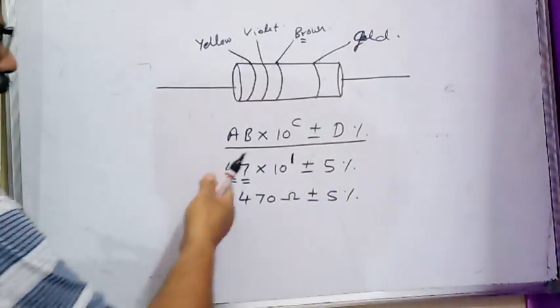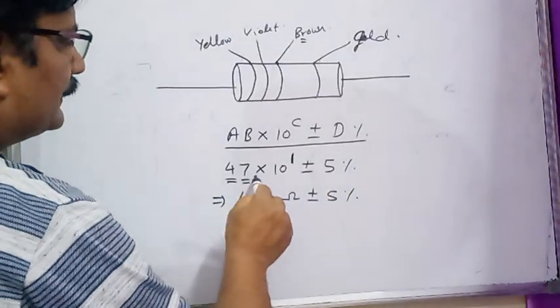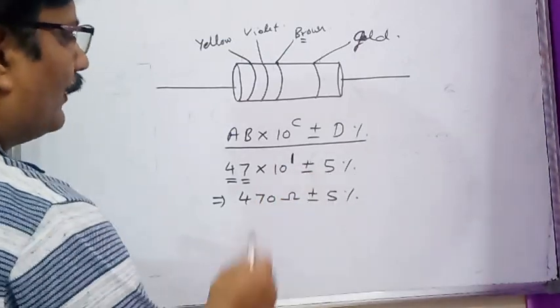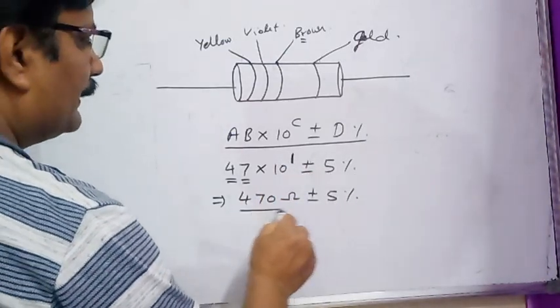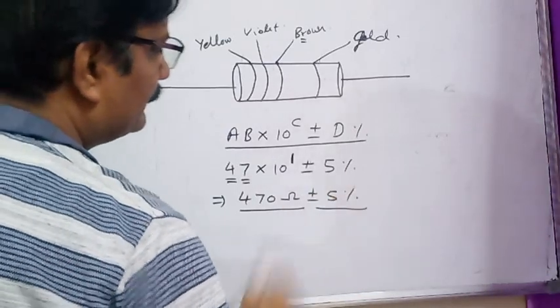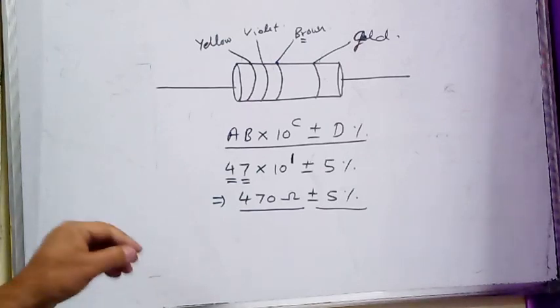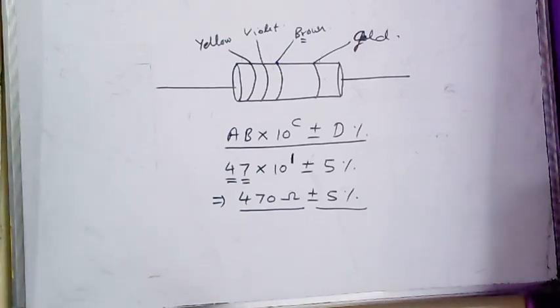So what is going to be the value of the given carbon resistor? 47 into 10 to power 1 plus or minus 5%, or you can write 470 ohm plus or minus 5%. So in this way, the value of any carbon resistor given with color code can be calculated.